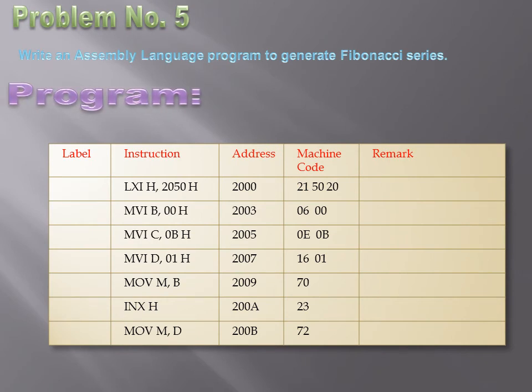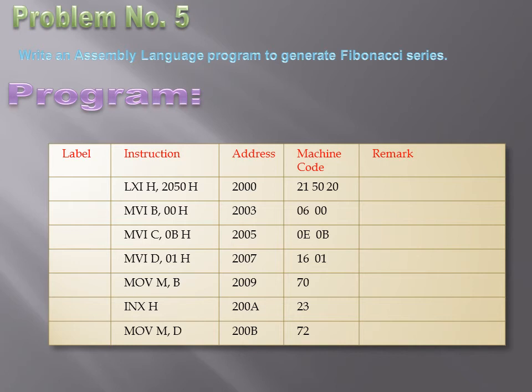The other program is to write an assembly language program to generate the Fibonacci series. First we identify the problem: what is the Fibonacci series? It starts from 0 and the second number is taken as 1. Then every next number is the addition of the last two numbers.